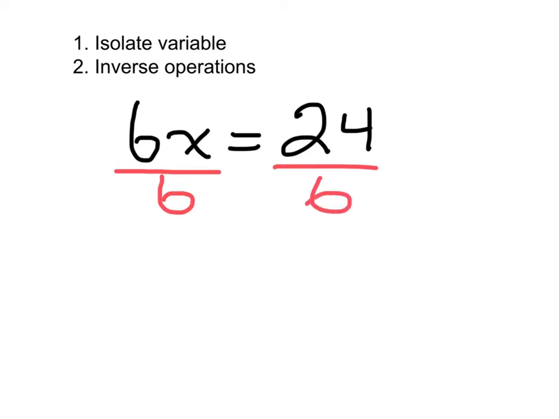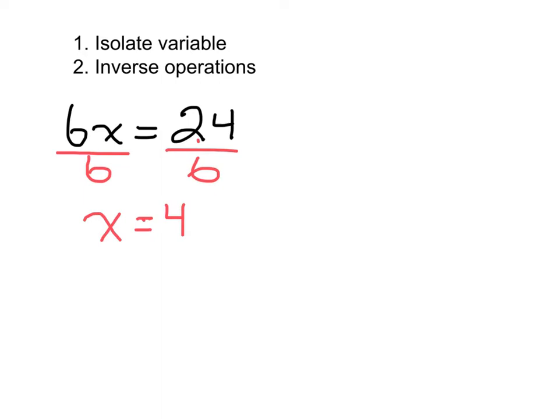So 6 divided by 6 on the left-hand side is going to be 1, and 1 times x is x. So I'm left with x on the left-hand side of my equation. The right-hand side of my equation, 24 divided by 6, is going to be 4. Therefore, the value of x is 4.